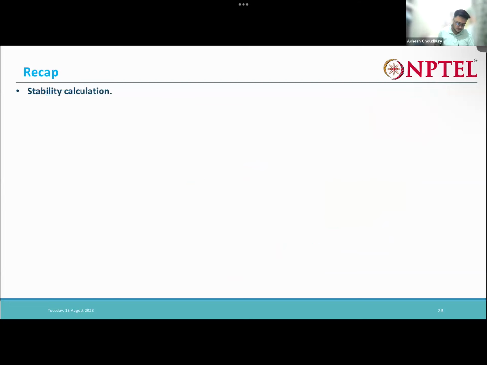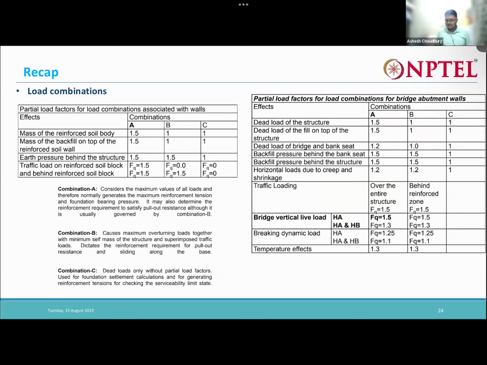Now there are various load combinations that are given, the partial load factors that we need to consider. All this we will see in detail when we deal with the design of retaining walls. There are various combinations A, B, and C. Combination A considers some loads, combination B considers some loads, combination C considers some loads. According to our requirement, we need to use those.